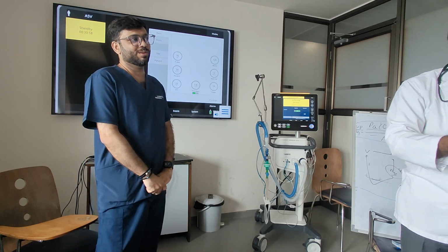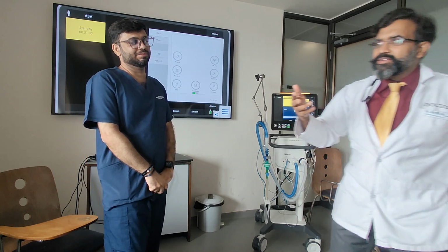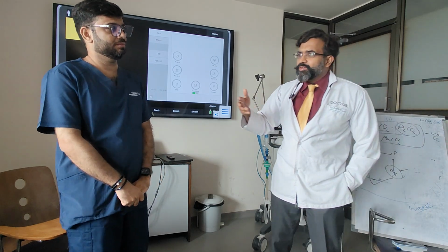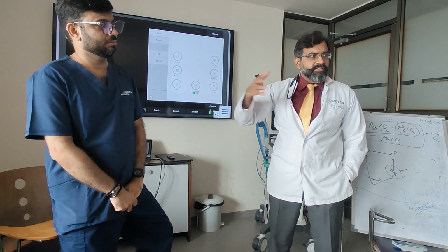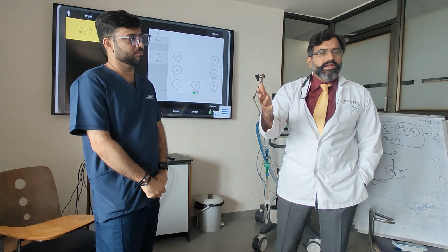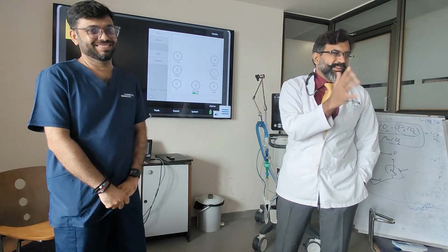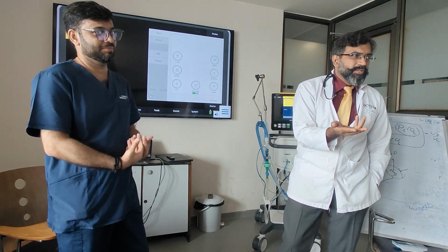You are understanding the issue. That is why, when some people in Belgium use this ASV mode for cardiac surgery, they actually keep the minute volume at 140 and 150, which defeats the purpose. If you do that, it defeats the purpose.